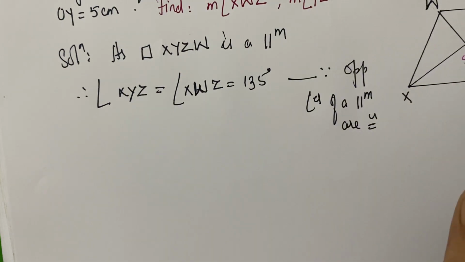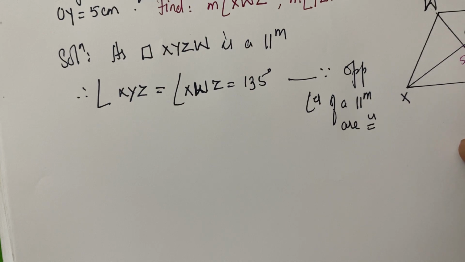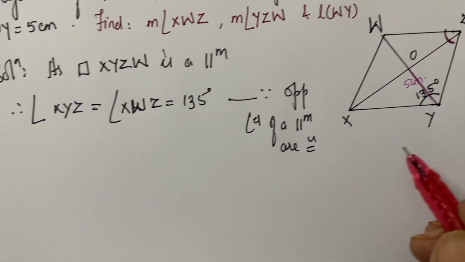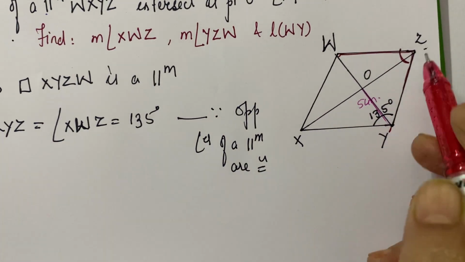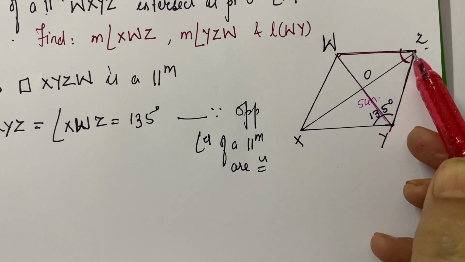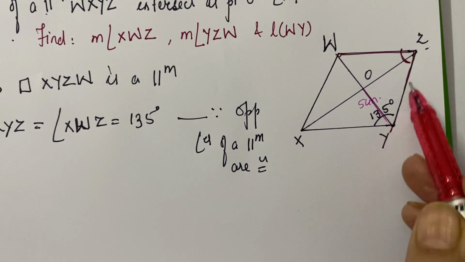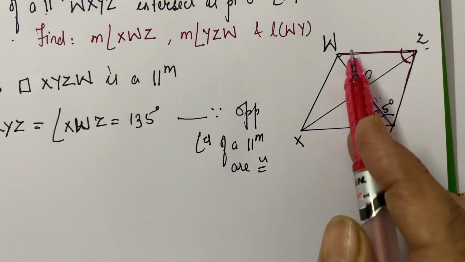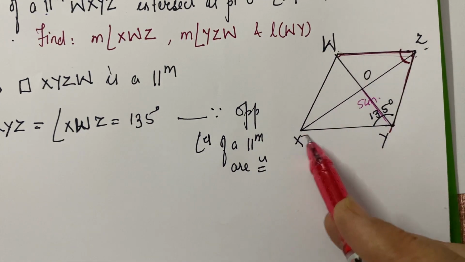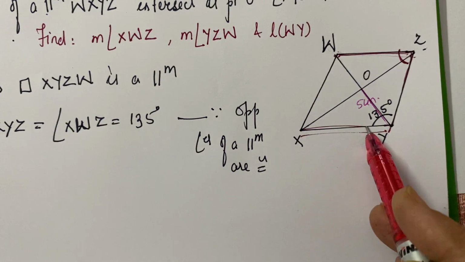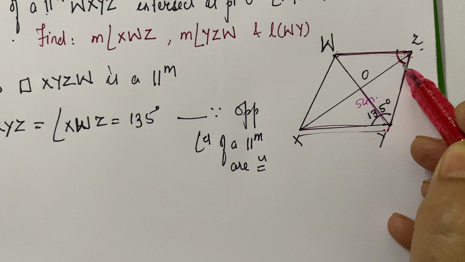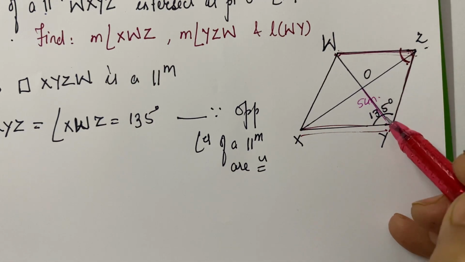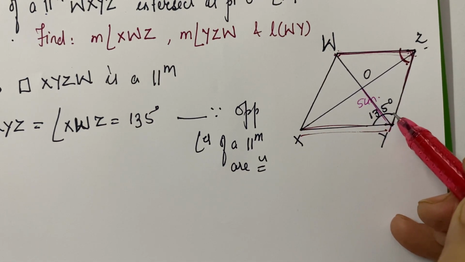Then he is asking you to find the measure of angle YZW. Now if you have a look at this angle YZW, angle YZW and angle XYZ are interior angles. Because it is a parallelogram, opposite sides are parallel. WZ is parallel to XY, and for this transversal YZ, the interior angles are supplementary. So whatever will be the measure of this angle, it will be 180 minus 135.